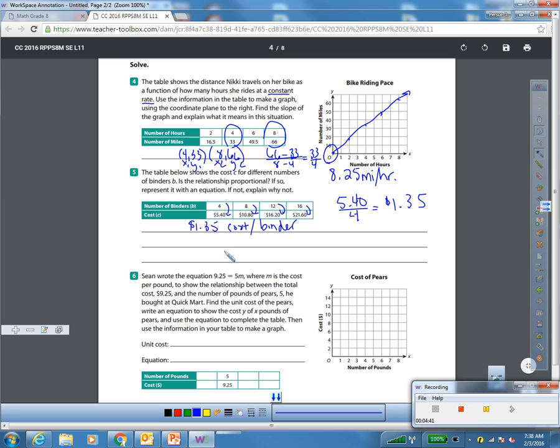Okay? Your equation to represent this would be the cost equals that $1.35 times however many binders you buy.